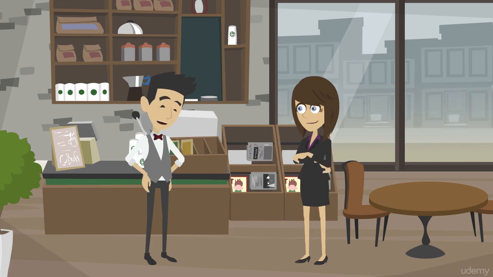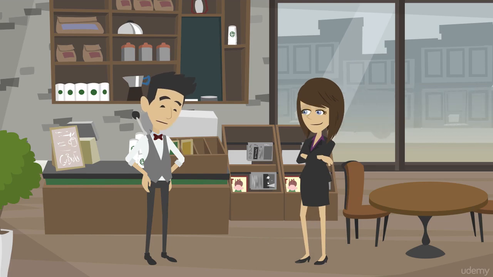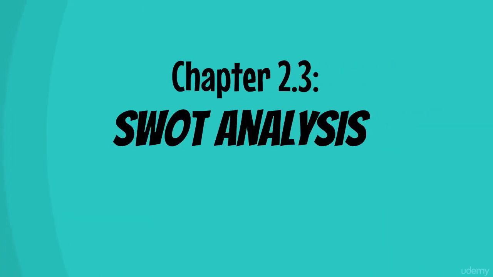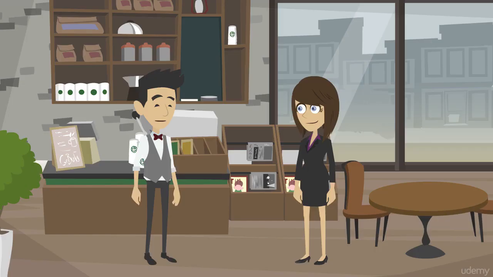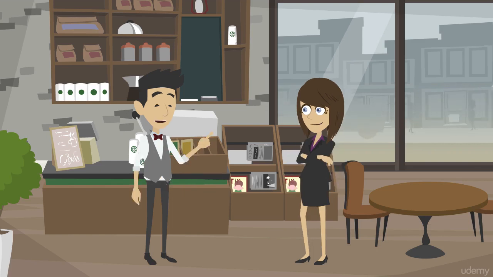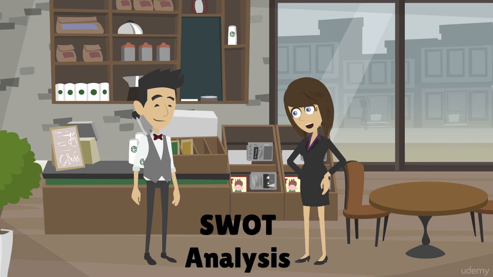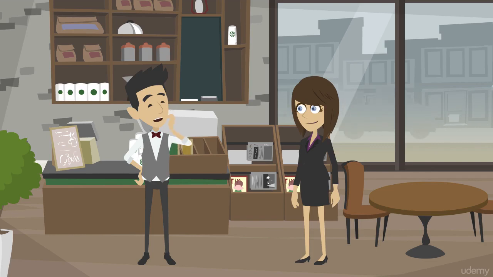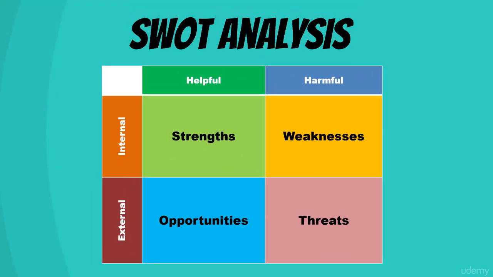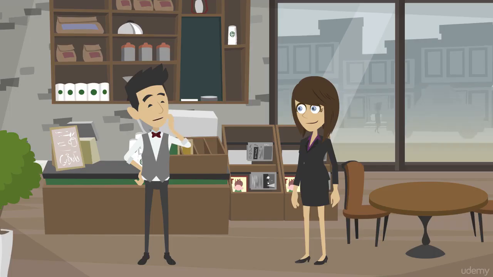I see. I can understand the business situation of my cafe using a 3C analysis. Chapter 2.3. SWOT analysis. You mentioned a second method for situation analysis. Yeah, you can use a SWOT analysis to understand your business situation very well. What does SWOT mean? SWOT stands for strengths, weaknesses, opportunities, and threats. Strengths, weaknesses, opportunities, and threats. I see. How do I do a SWOT analysis?